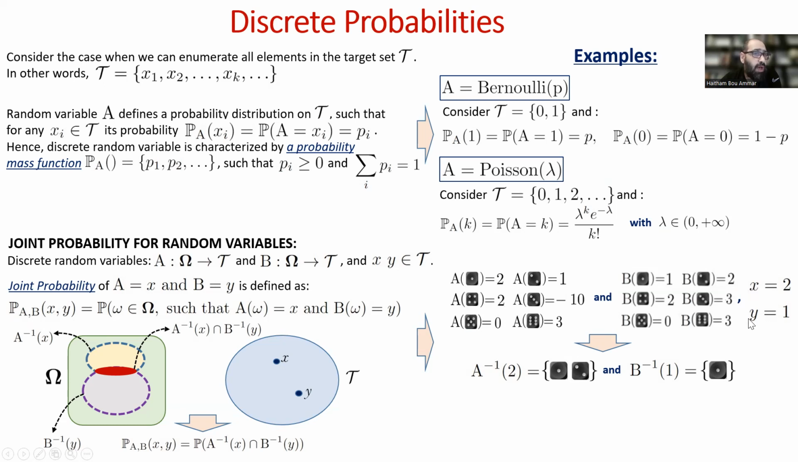And now for y equals 1, what is the pre-image that will give you 1? Well, if you look at the values of the random variable, you will only get 1 when you have a face of 1, right?